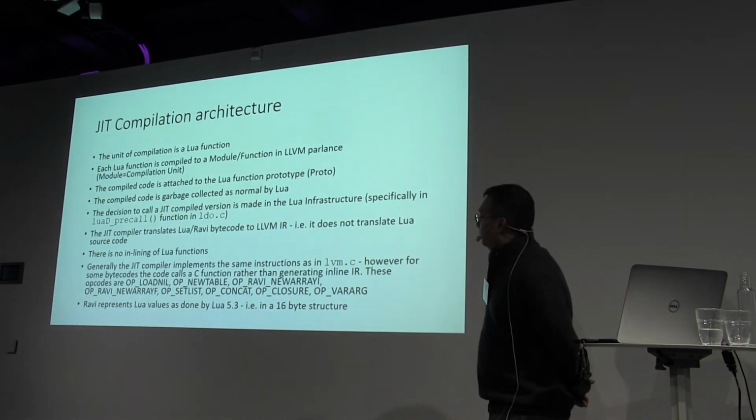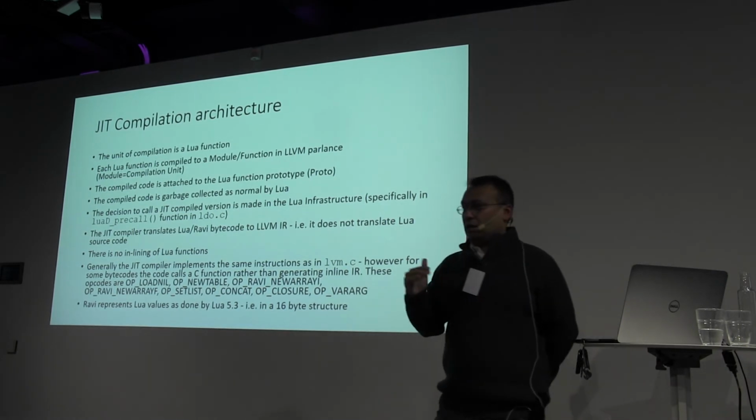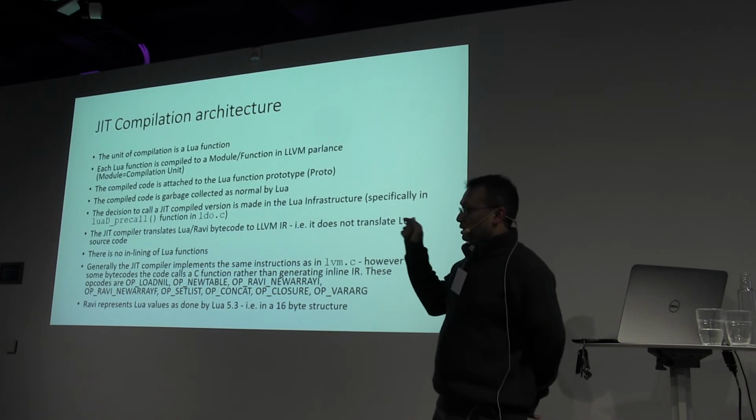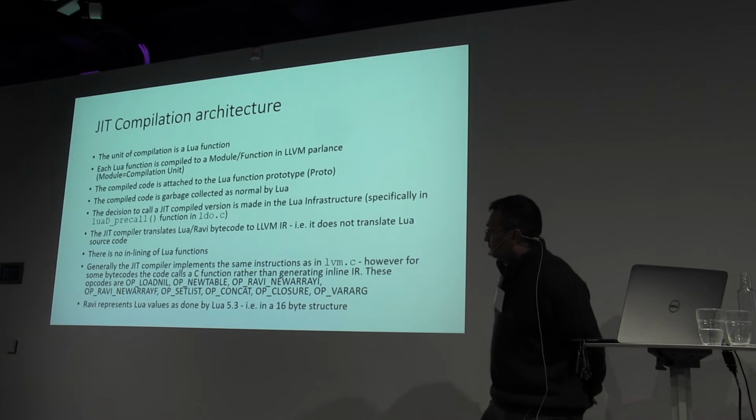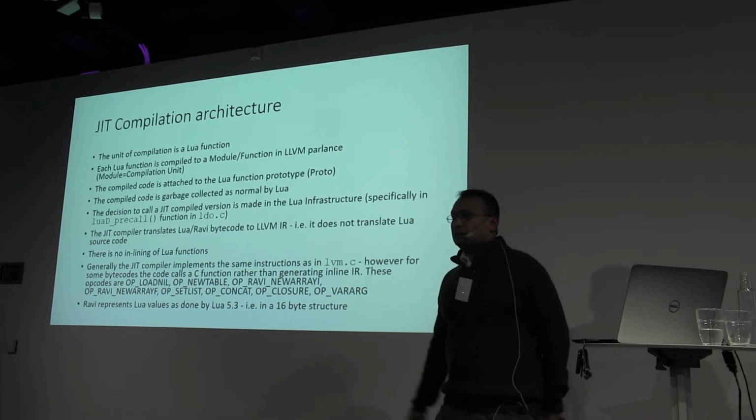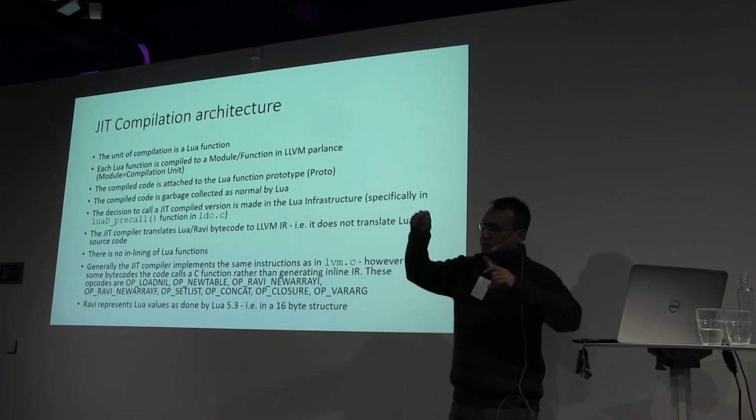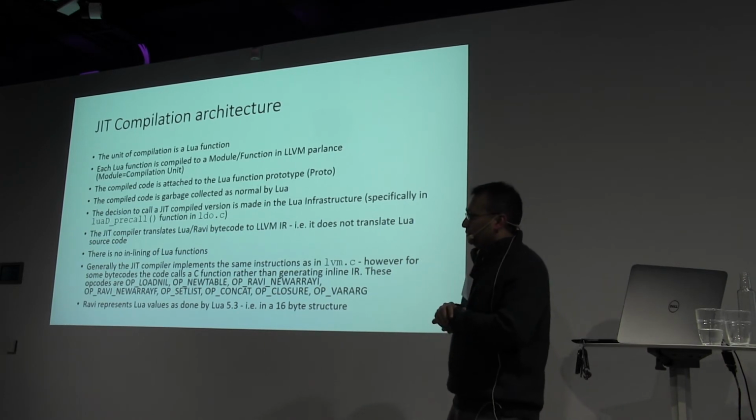The decision to call the compiled code is made in the Lua infrastructure, so that means when a Lua function calls another Lua function, it always goes through the luaD_call in ldo.c, and that decides whether there's a compiled version available and whether I should call it or not. So the JIT compiler translates bytecode to LLVM intermediate code. It does not translate source code. There's no support for inlining Lua functions. Now this is another difference between LuaJIT and Ravi, because in LuaJIT it traces the bytecodes being executed. So if there are functions being called in a chain, because it's tracing the bytecodes, it's inlining essentially. Whereas we are not doing that here, so there's no support for inlining.